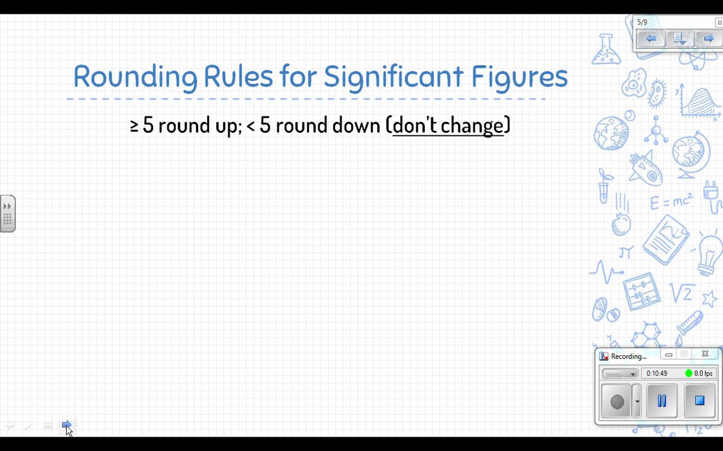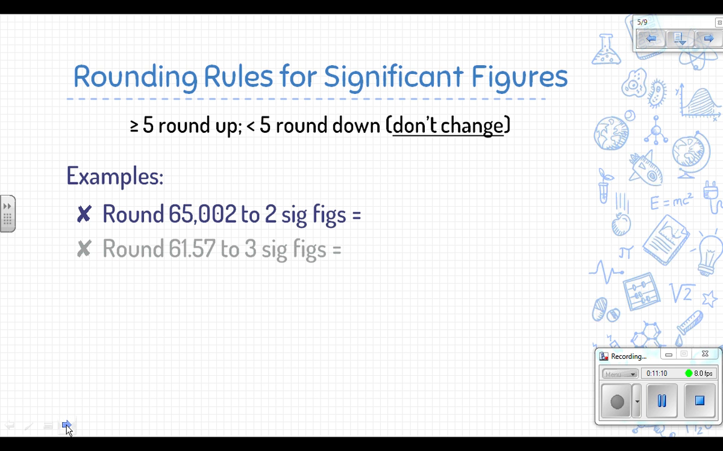This works exactly like you would do your grade if you were trying to figure your average. If it was like a 94.2, well, that just stays a 94 because it's less than 5. But if it's a 94.7, that's going to round up to a 95. Okay? So it's the same kind of rounding rules.